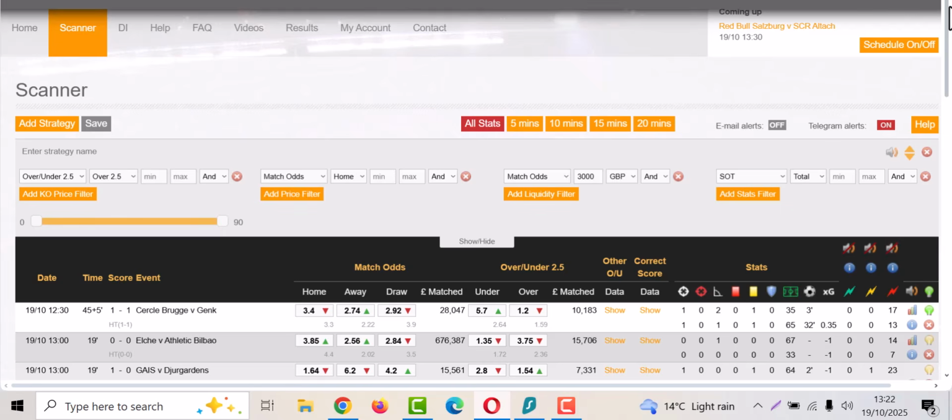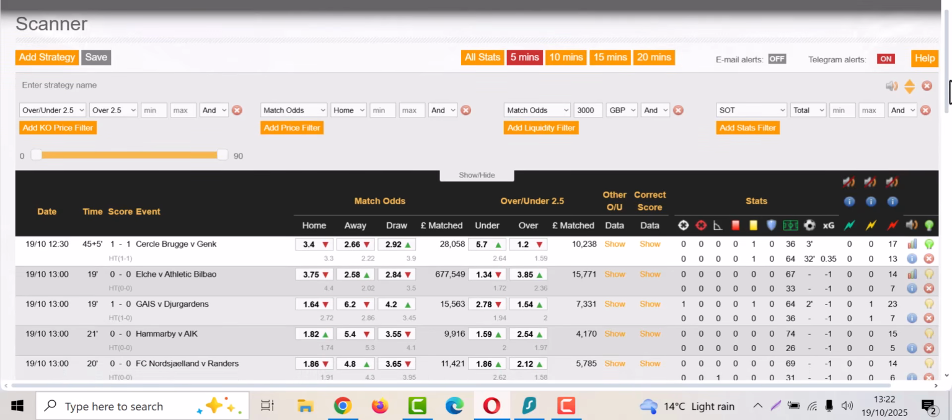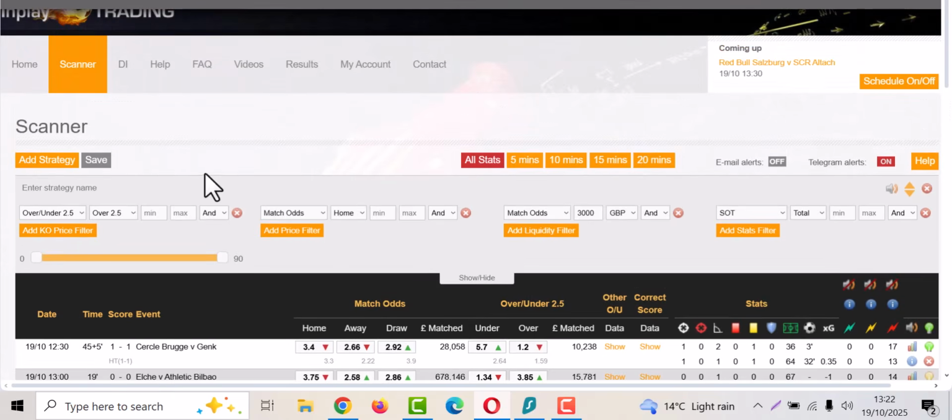Okay, so we also have this new feature as well. We can scroll across for the last 5 minutes of the game, the last 10 minutes of the game, etc. So when you're looking at the last 5-10 minutes of the game, near the end of the games, for example, and there's a few shots, a few corners, then potentially a goal is very likely to be scored.